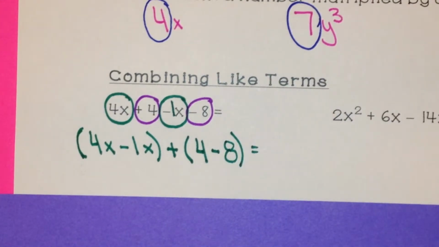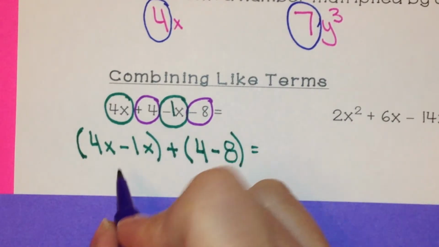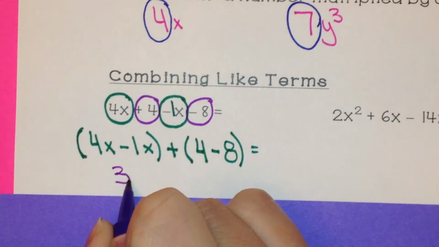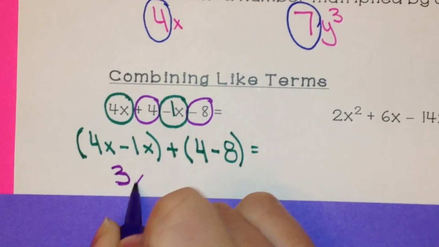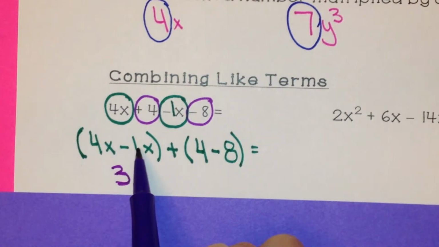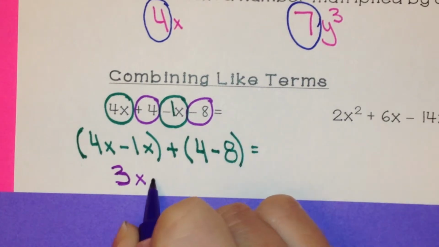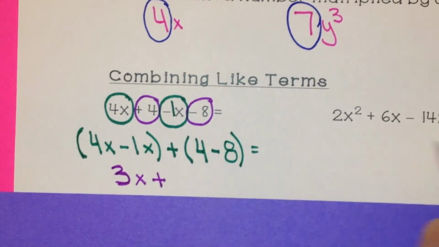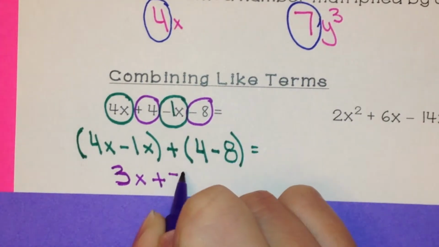Okay, then I'm just going to combine. 4x minus 1x. I have 4 x's and I take 1 x away, so I'm left with 3 x's. And you can just take the coefficients and do 4 minus 1 gives you 3, and you know we're talking about x's, so just add the x on. So plus 4 minus 8, negative 4.